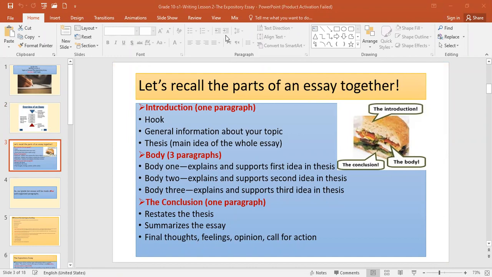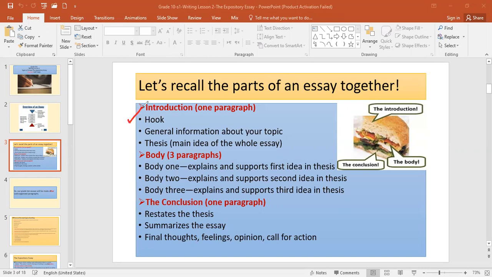Now let's recall. Recall means remember together the parts of an essay. I would like someone to read. Ahmed, would you? Yes, I can. Introduction, 1 paragraph. Hook, general information about your topic. Thesis, main idea of the whole essay. Body, 3 paragraphs. Body 1 explains and supports the first idea in the thesis. So the introduction is 1 paragraph and it needs to include all those 3 elements.